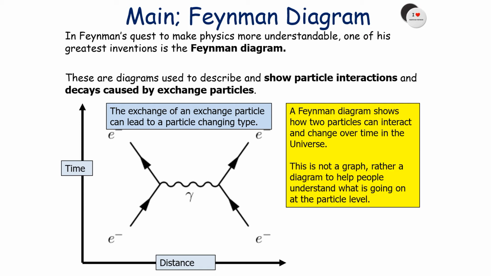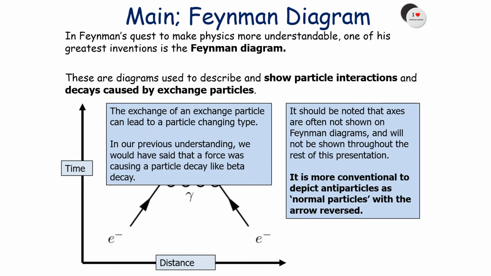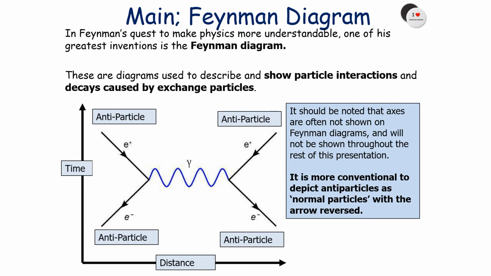Now please understand, it's not a graph, it's a diagram to help people understand what's going on at the particle level. In our previous understanding, we would have said that a force was causing a particle decay, like beta decay. Here what we can do is look at the actual interaction taking place in certain situations.